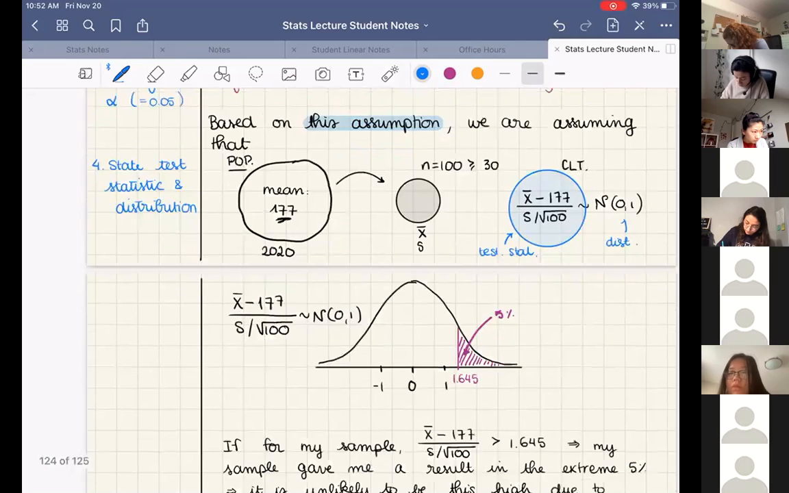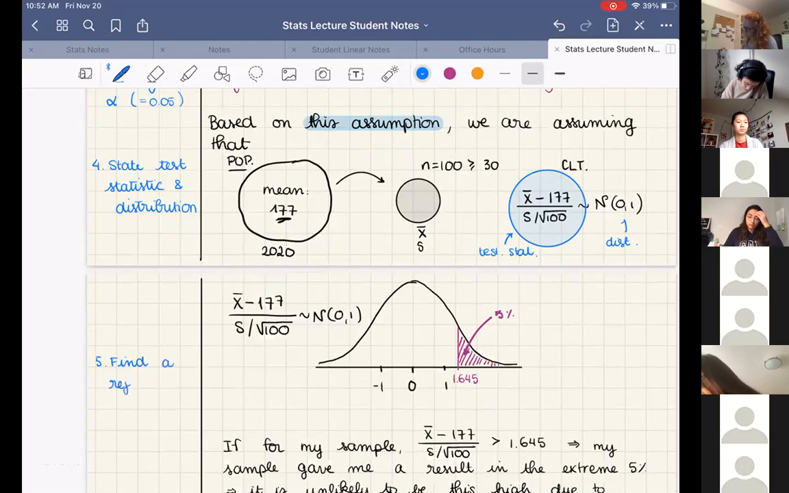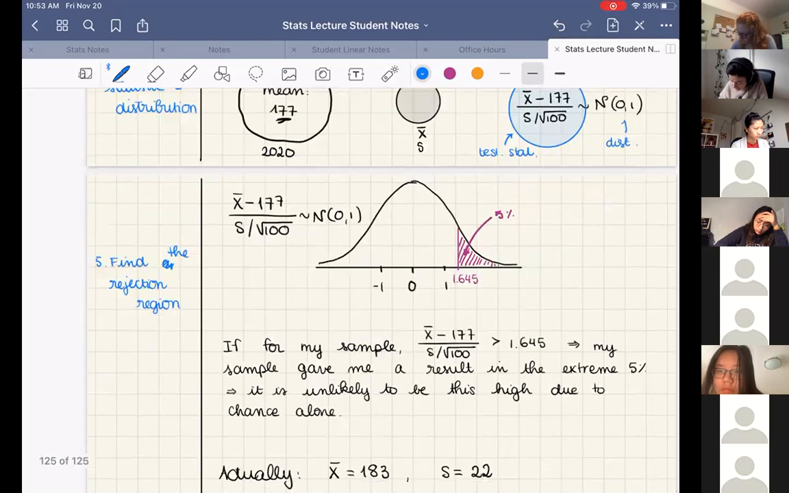The fifth thing we're going to do is find what we call a rejection region. The rejection region is the values for which we will reject that original hypothesis that we made. So find a rejection region, which in our case was this. The rejection region is simply the thing that tells us whether we're going to reject our hypothesis.